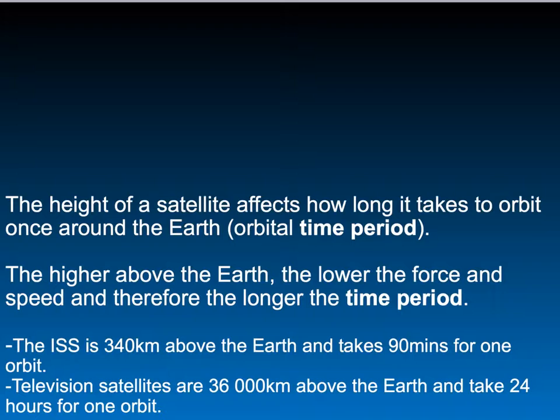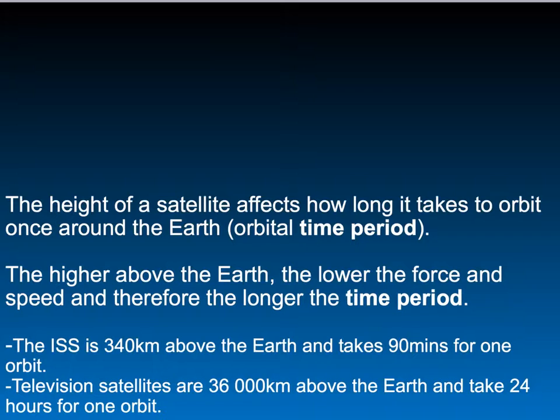If satellites are higher above the Earth, then they experience a lower gravitational attraction and they have a longer time period. So the example is there, the International Space Station, the ISS, is 340 kilometres above the Earth. It takes it 90 minutes for one orbit.